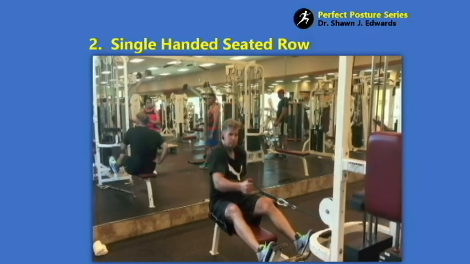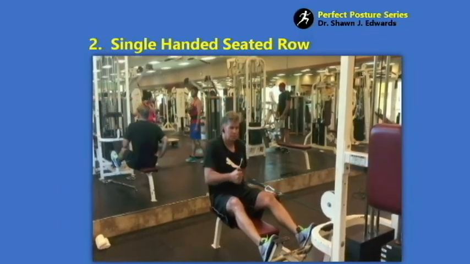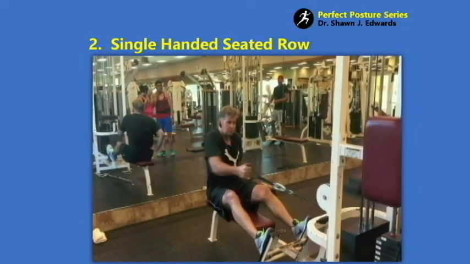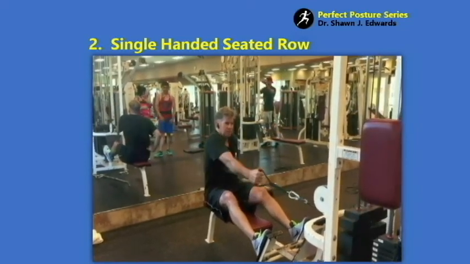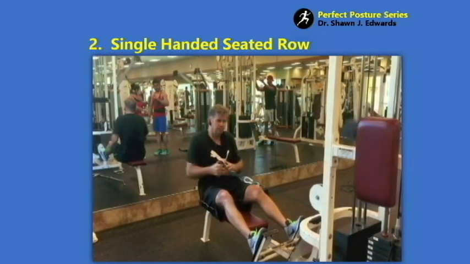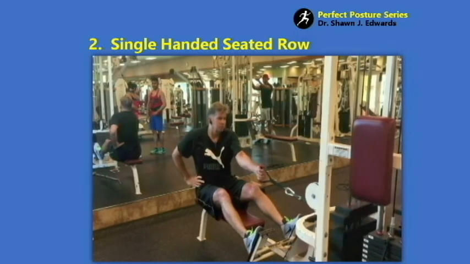The single-handed seated row is an excellent exercise for posture and to train your scapulas to glide easily along the thoracic cage. In the seated position, with one arm, you can reach a little bit further and engage the serratus anterior while working the antagonistic rhomboid muscles.